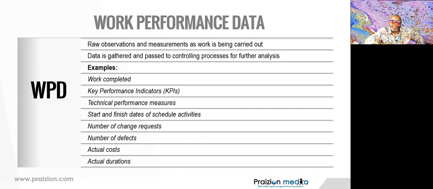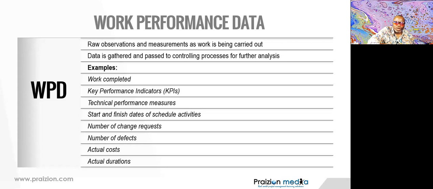So we get things like technical performance measures. You analyze your technical performance. Oh, we found 50 bugs. Okay. What's it going to take to fix them? Now we're talking information. You get what I mean? So number of defects, actual cost, actual durations, all that kind of stuff. We could say those are raw observations. You got to expand on them some more. And that's where work performance information comes in.